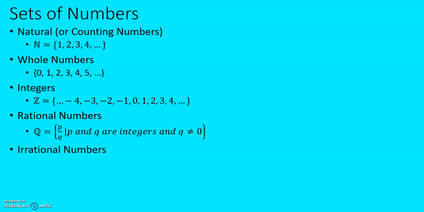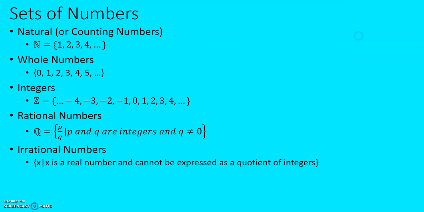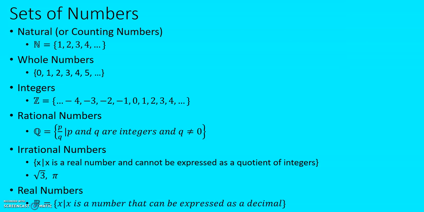Irrational numbers. The set of x such that x is a real number and cannot be expressed as a quotient of integers. These are numbers that cannot be written as fractions, such as the square root of 3 and pi. Real numbers. The set of x values such that x is a number that can be expressed as a decimal.